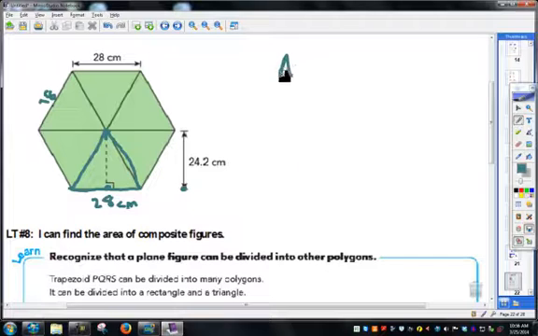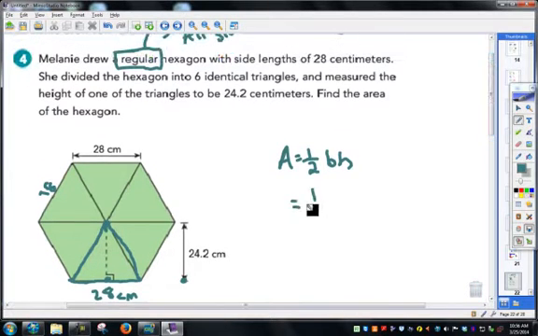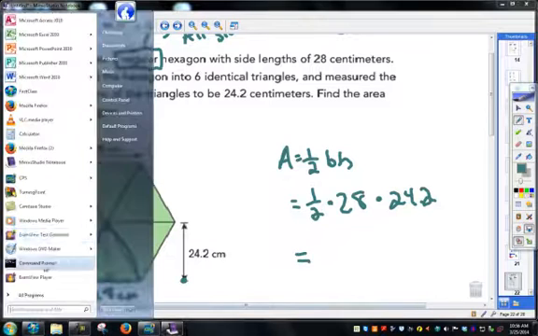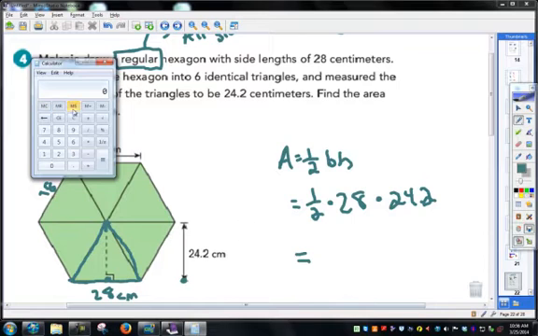So we're going to write the formula because we always write the formula. Now we're going to plug in what we know. We know that it's 1/2 times 28 times 24.2, and that's going to give us an area. Let me get out my calculator because I don't know that off the top of my head. Okay, again, I'm going to use 0.5 as 1/2 because they're the same thing. 0.5 times 28 times 24.2, and there we go. 338.